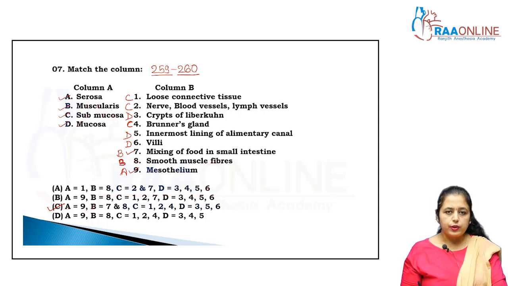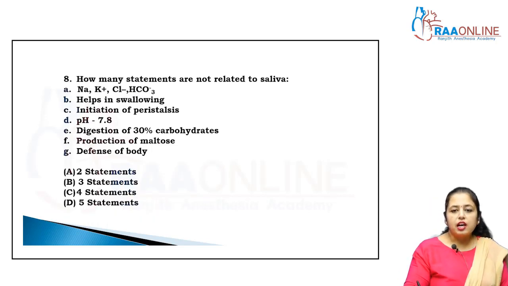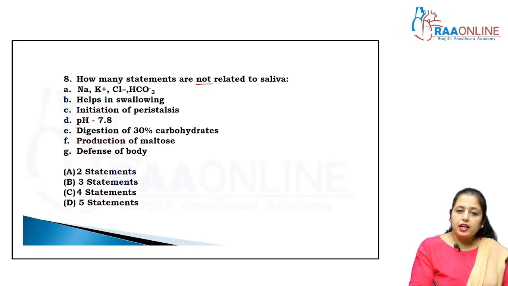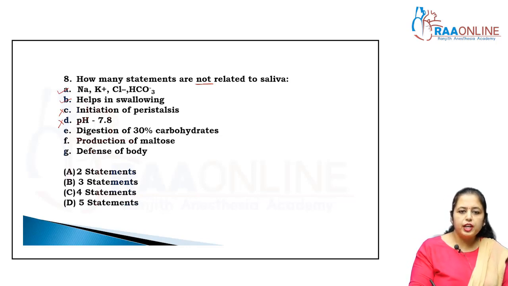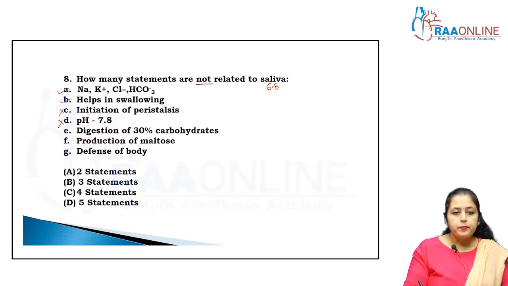Now come to the next question. How many statements are not related to the saliva? Right? We already studied in the second question about the saliva. Sodium, potassium, chloride, bicarbonate ions are related with the saliva. Exactly, it's correct. It helps in the swallowing, right? Initiation of peristalsis? No. pH is 7.8? No, its pH is 6.8, right? Its pH is 6.8. So this option is wrong, right?